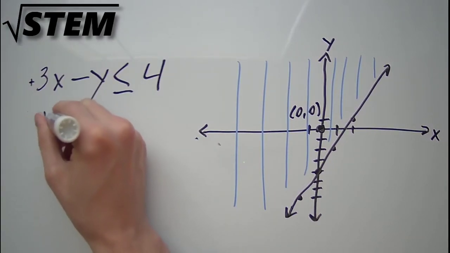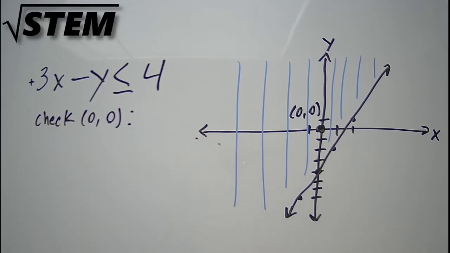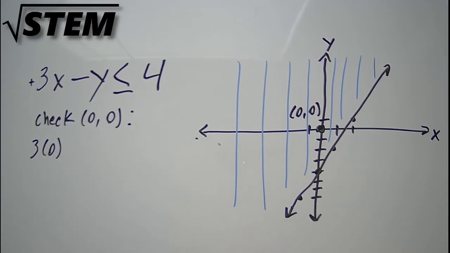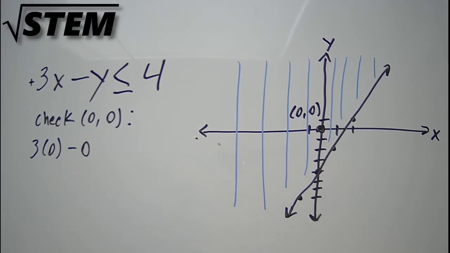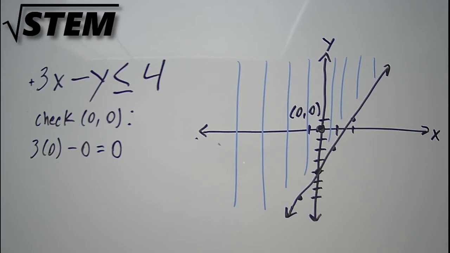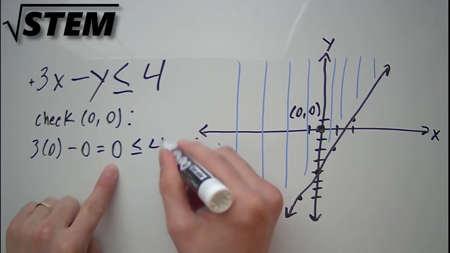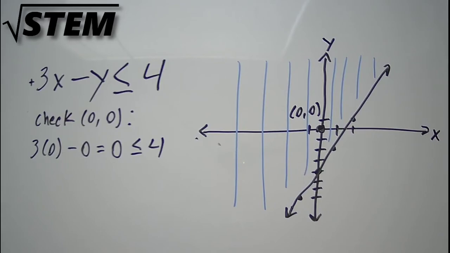So we'll check 0, 0. Now if we plug these in, we would have 3 times 0 for x minus 0 for y. Well, 3 times 0 is 0, and 0 minus 0 is 0. So that's just going to equal 0. And sure enough, 0 is less than or equal to 4, which means we shaded the right part of the line.